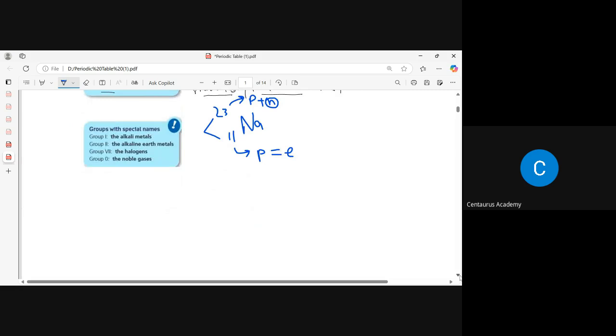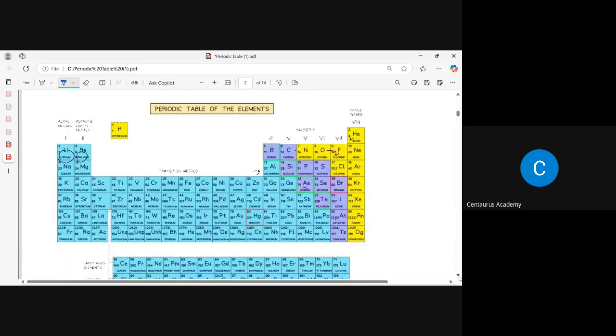Most of the groups have special names. For instance, group 1 are referred to as alkali metals. Group 2 are alkaline earth metals. Group 7 are halogens. And group 8 or group 0 are basically noble gases.